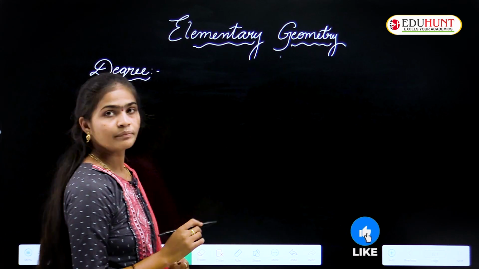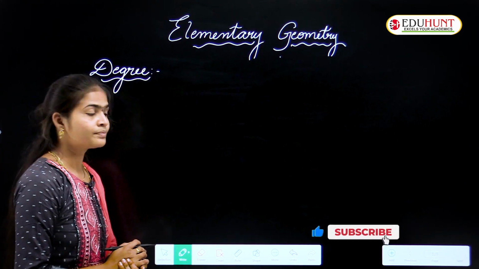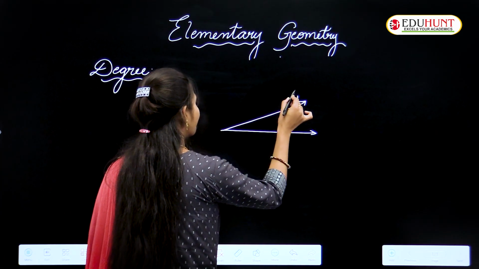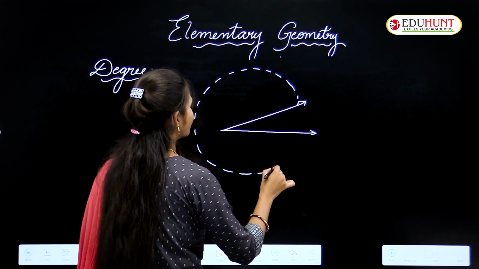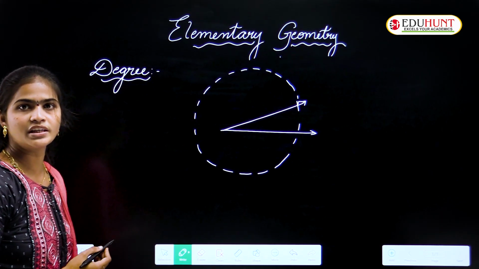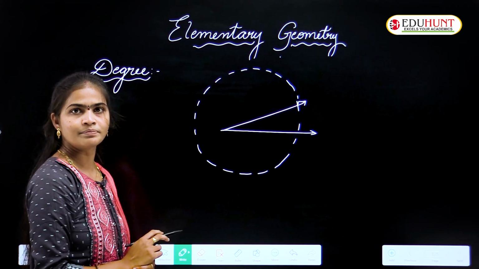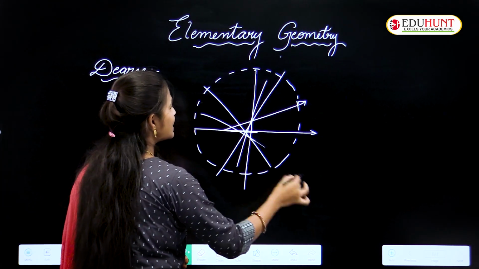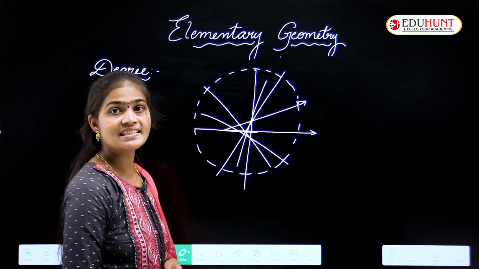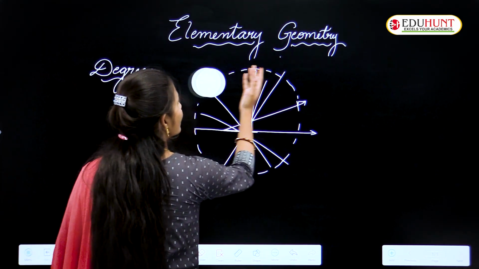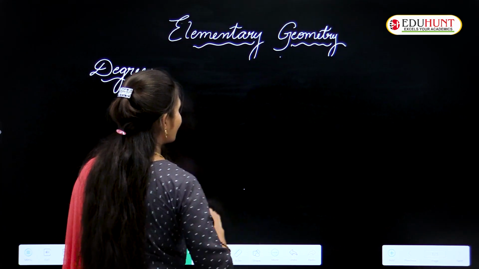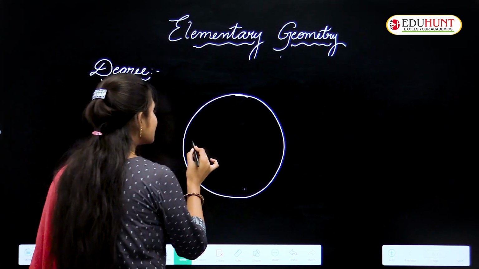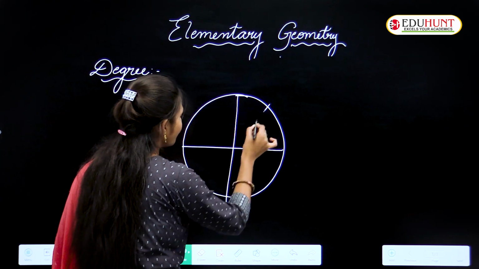So next one, degree. What about the degree? Just now we told about the complete angle, right? Complete angle means this rotational ray completes one complete rotation. So it forms one complete circle. Here a complete angle is exactly divided into 360 equal parts. How many equal parts? 360 equal parts, which means one complete angle, meaning it completes one complete rotation, is divided into 360 equal parts.